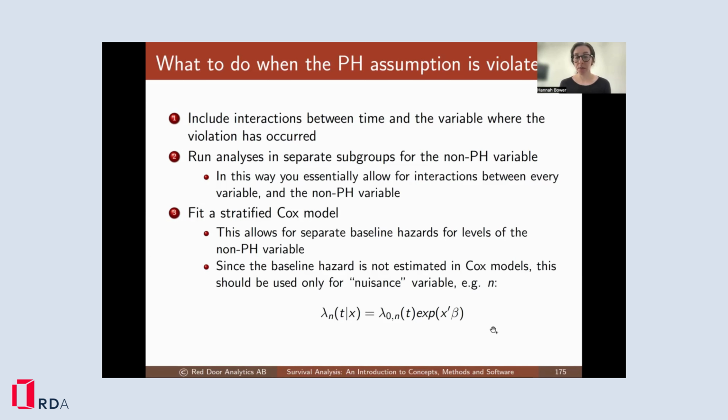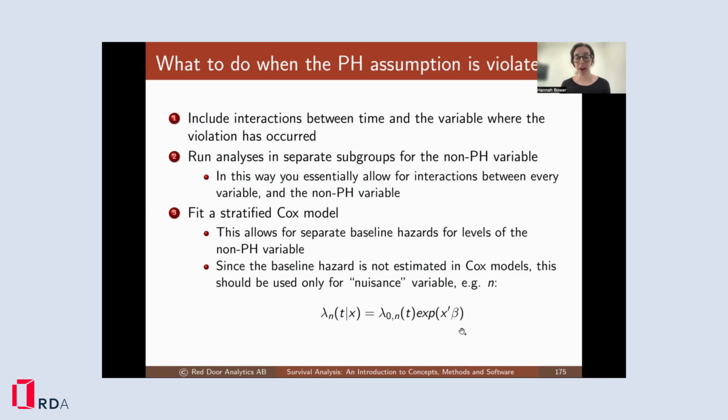Again, it's very similar to the standard survival analysis regression model. But the thing that differs here is this N, which you can see that here we would have a baseline hazard, this lambda naught, which is specific to levels of our variable N. But we actually get one estimate of our beta's hazard ratio.